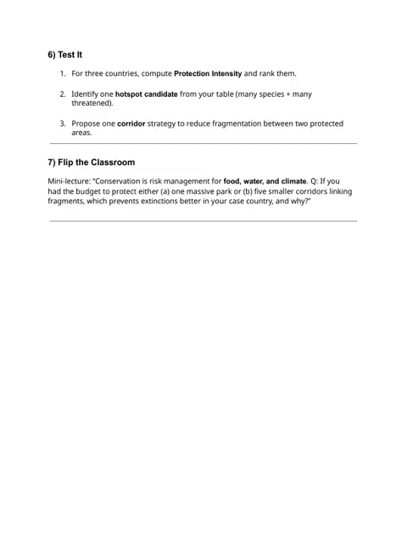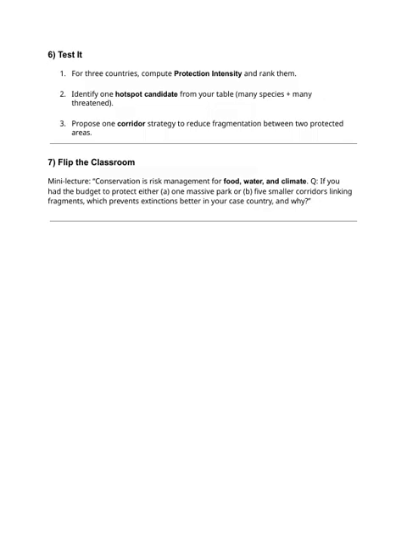Now, for this step, we'll be testing our approach by calculating the protection intensity for 3 different countries and then ranking them accordingly. This helps us identify which countries might need more focused conservation efforts. Next, from our data table, I want you to pick out one hotspot candidate. Remember, these are areas with many species and many threatened ones. Choosing a hotspot allows us to prioritize where conservation action could have the most significant impact.